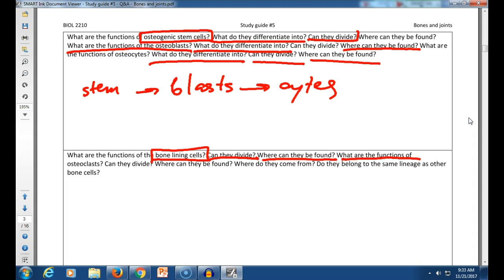What are the functions of osteoclasts? Destroy all the bone. Can they divide? No, absolutely not. They're terminally differentiated. Where can they be found? On the bone surface. They can be found both between bone and periosteum, and bone and endosteum. Where do they come from? What are the cells that give rise to osteoclasts?